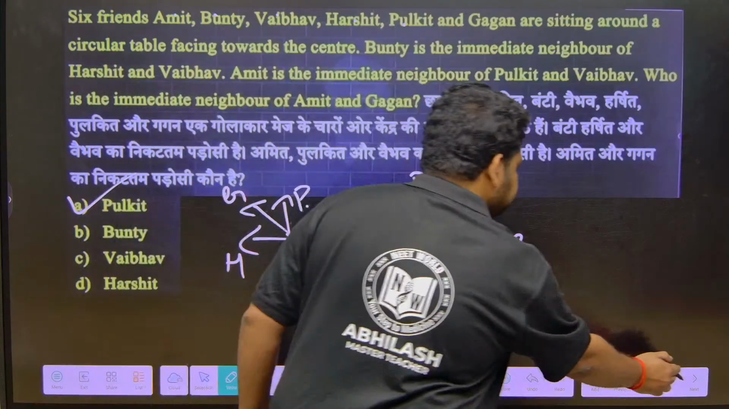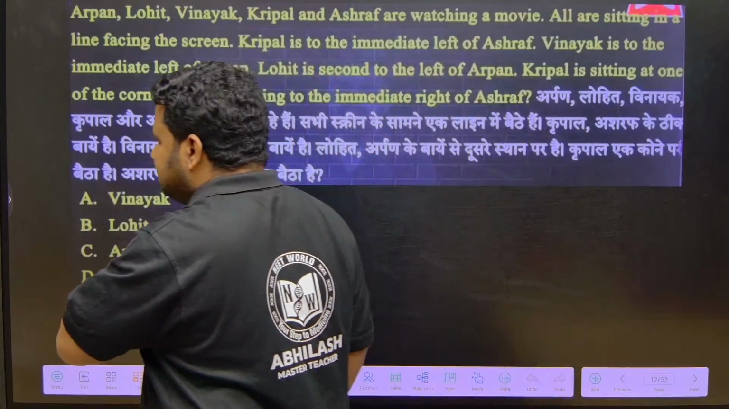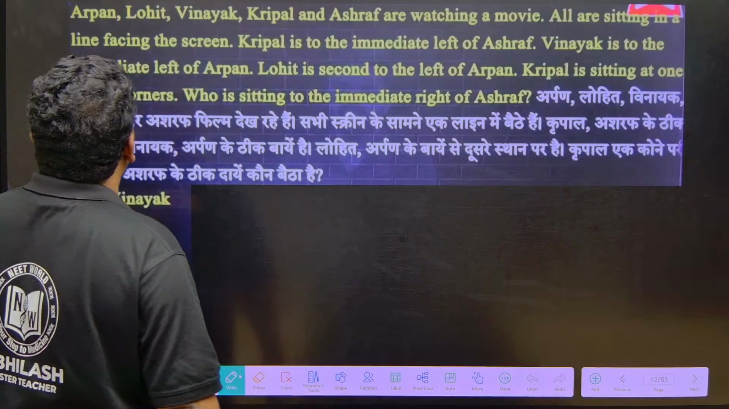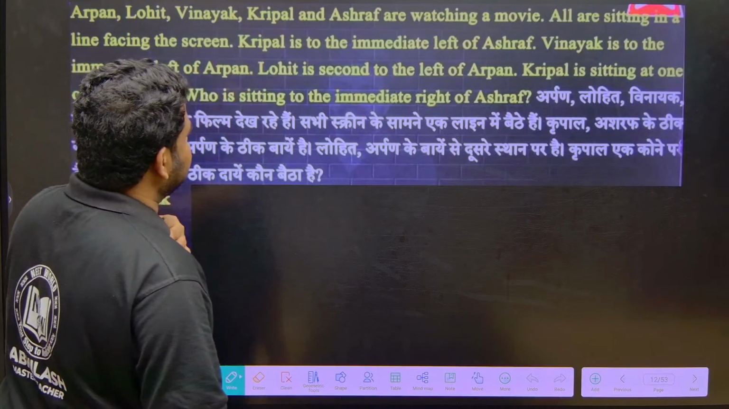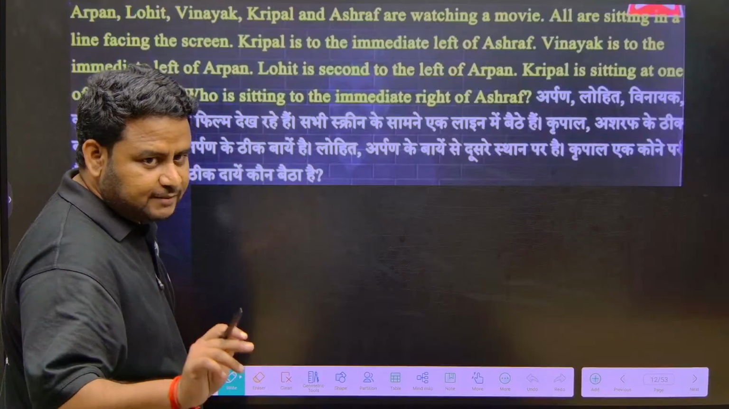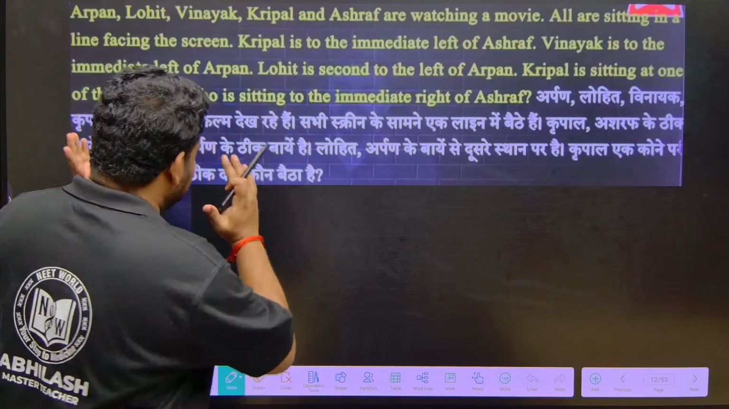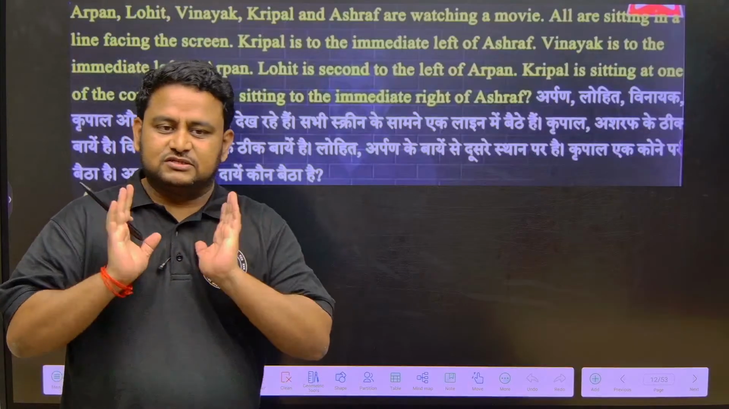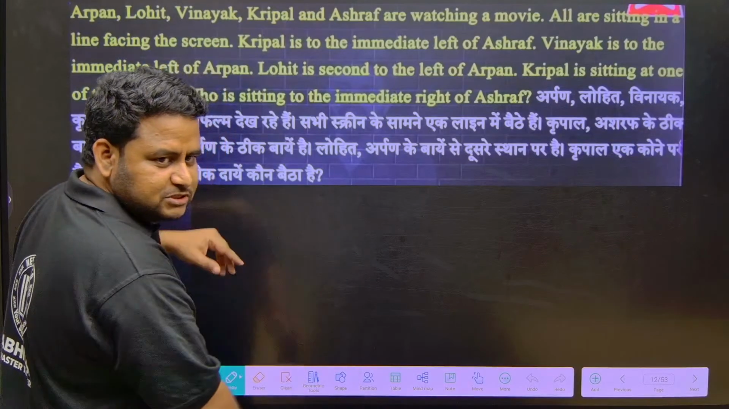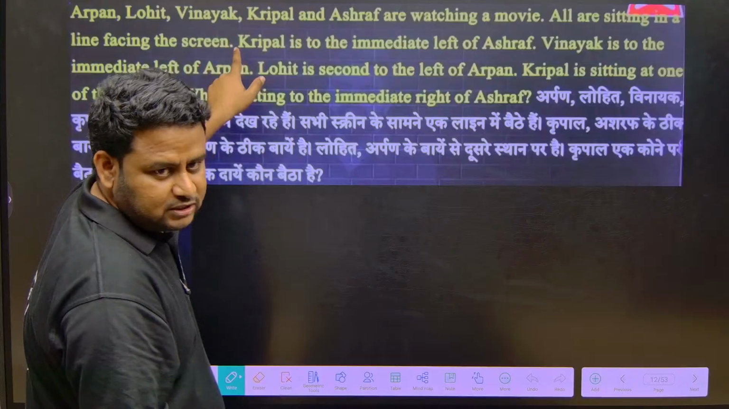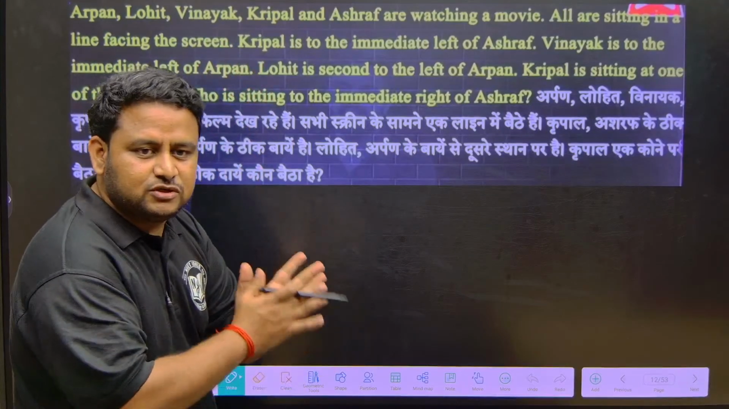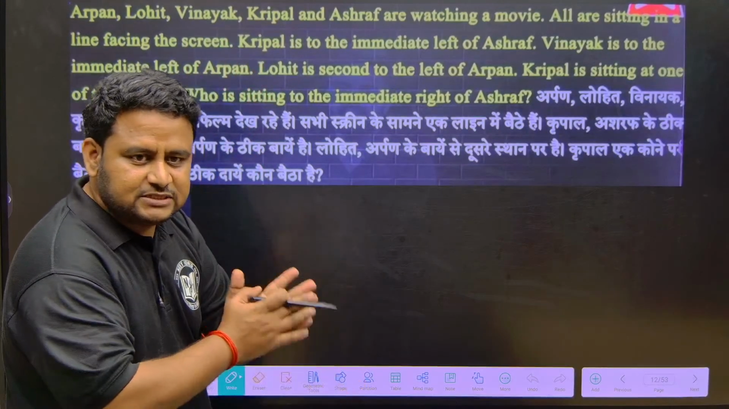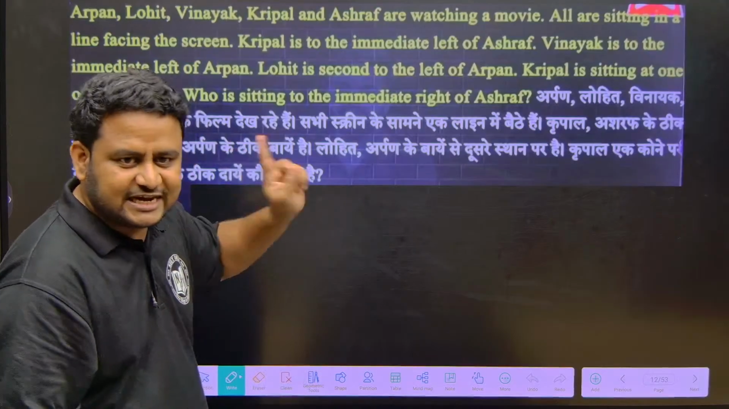Next question. Again, look at this question. What are they telling? Arpan, Lohit, Vinayak. They are watching a movie. First of all, watching a movie means they are looking towards the screen. By convention, you have to take it as north. Unless they specify it is south, please take it as north.